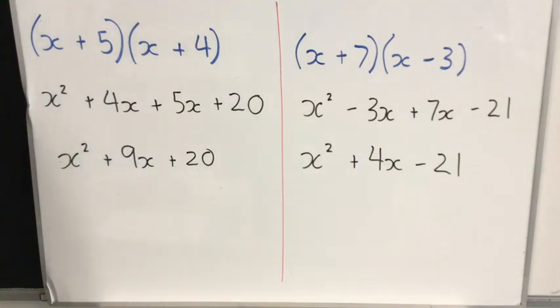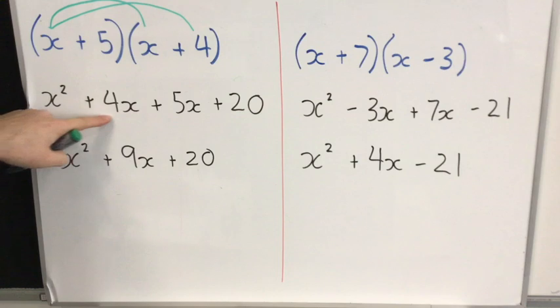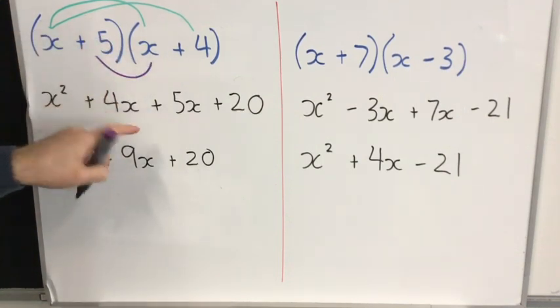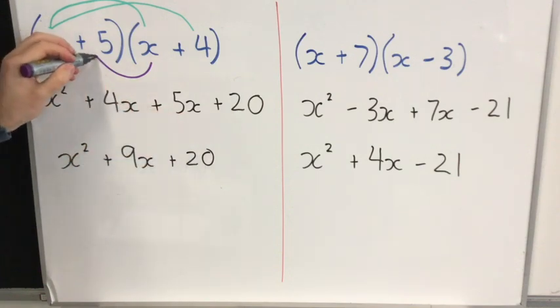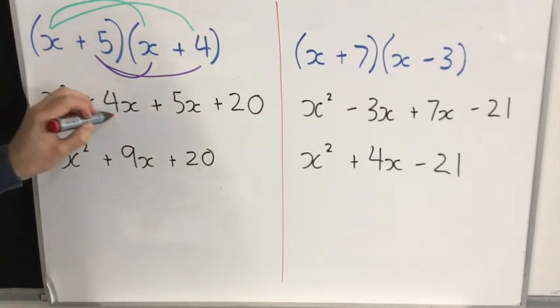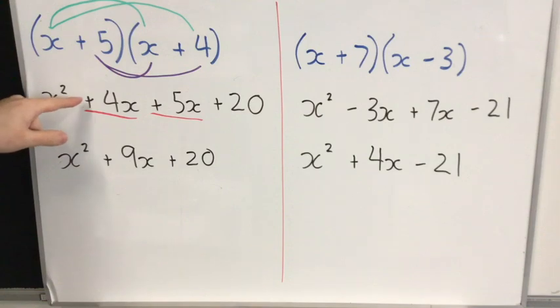Okay, let's have a look at our answers, see where they came from. X times x, x squared. X times positive 4, positive 4x. That bit's done. Positive 5 times x, positive 5x. Positive 5 times positive 4, positive 20. Now I can do my coloured underlining. Plus 4x and plus 5x. They're the same because they've both got an x next to them. That just means 4 plus 5, or positive 4 plus positive 5. That's where my 9 comes from.